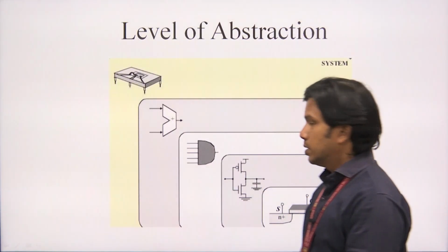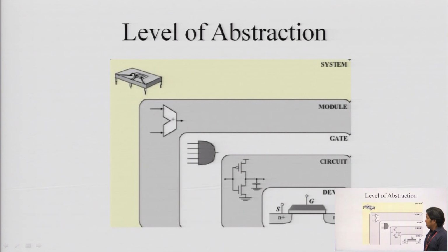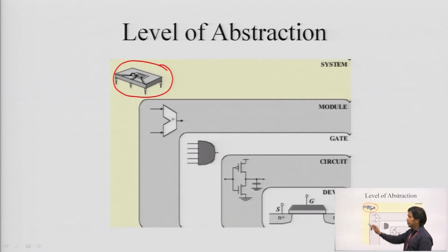So, first we can see here that the level of abstraction is segregated into different levels. We will see one by one; either we can take a top-down approach or we can go for a bottom-up approach. So, as you can see, this is our system. If we talk about the top-to-bottom approach, then we will see what the different blocks are that we are going to discuss.